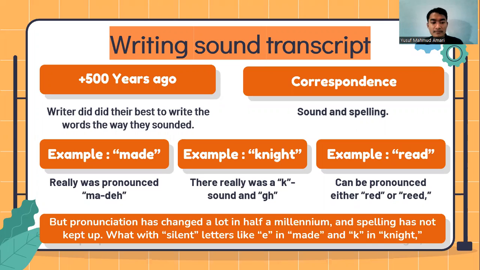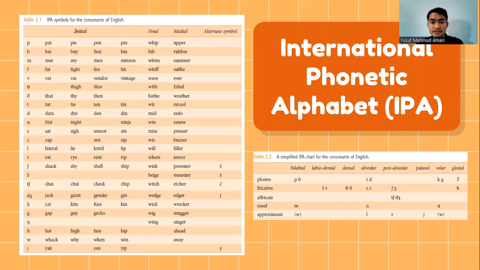For example, made was once pronounced differently, but now it's just made. And knife, right now it's just knife. And read can be pronounced either read or read. And for the international phonetic alphabet, the phoneticians tried their best in 1887 to write the sounds so they can be understood from one language to another. So they made the IPA, the International Phonetic Alphabet.